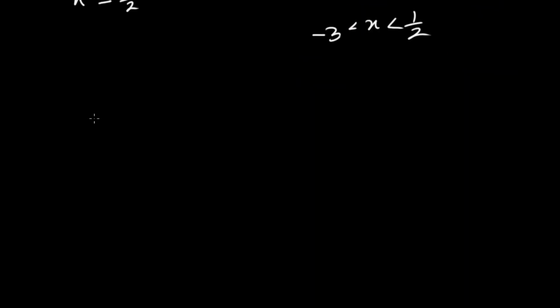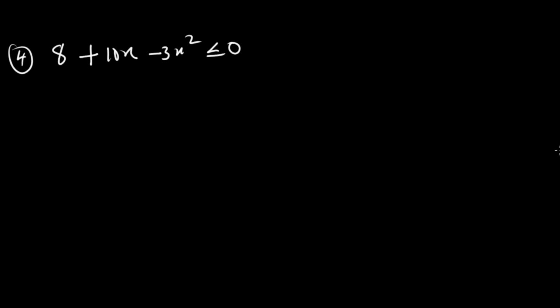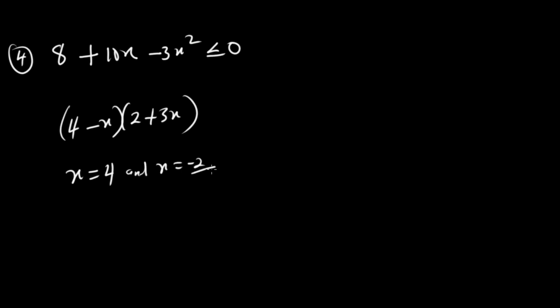So the last example, to show the last case that we can have. If you have to find the solution to the inequality 8 plus 10x minus 3x squared less than or equal to 0, in this case also, we have a less than 0, which is the coefficient of x squared, in this case -3. The first thing we have to do also is to find the root of this quadratic expression by firstly factorizing it. If you factorize this, we are going to have (4 minus x)(2 plus 3x). So the roots of the equation are x equal to 4 and x equal to -2 over 3.